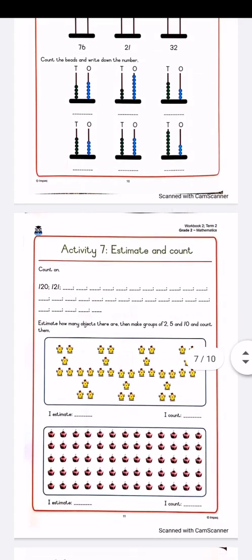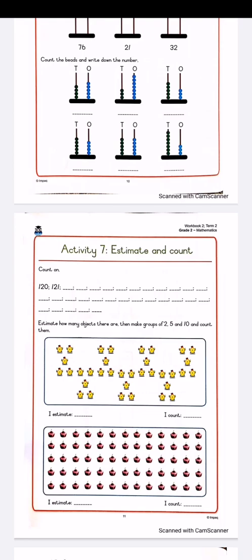Activity 7, estimate and count. So it's again first count on 120, 121, 122 and so on. And then again estimate how many objects there are. Then make groups of 2, 5 and 10 and count them. Okay, so you're first going to guess. Let's say you guess 30 and you write down by I estimate 30.